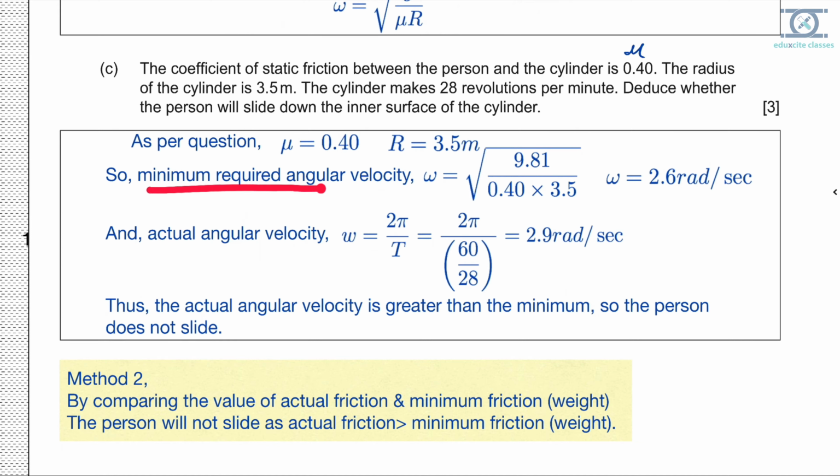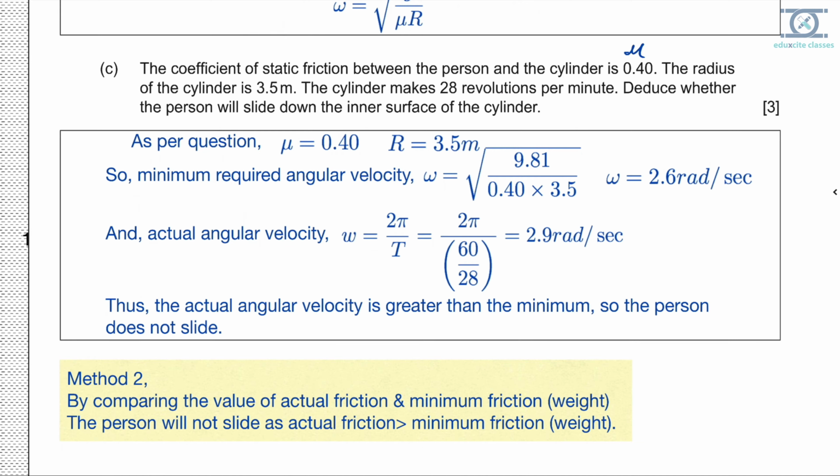So this is the minimum required angular velocity, which is 2.6, and this is the actual angular velocity, which is 2.9. We know that if the actual angular velocity is greater than the minimum, the person will not slide, because this angular velocity is greater than 2.6, which is the minimum required. So if it is more than the minimum required, then the person will not slide. If this value comes out to be less than 2.6, then the person will slide down the surface.